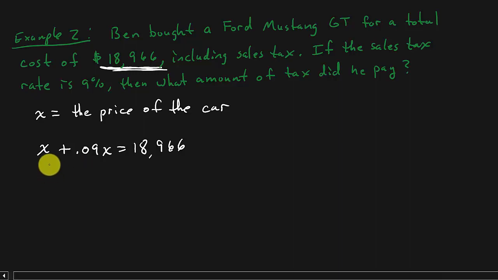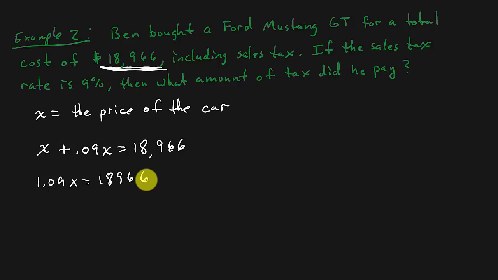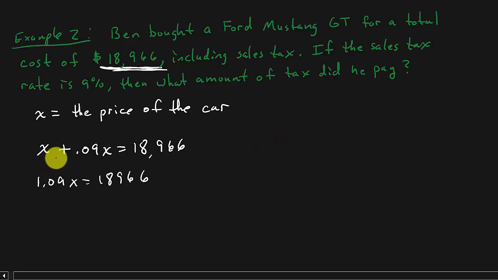And sometimes, like for instance this problem, when you see it, this is just 1 plus 0.09, which is 1.09x equals 18,966. Now see, that wasn't difficult, was it? Now, when I say get rid of the decimals, that's when all of these terms would have decimals in them. Then I would go ahead and get rid of them. But if you've just got one term with a decimal, and that's a 1 right there, well, just add them together. And then the only thing you have to do here is divide both sides by 1.09.